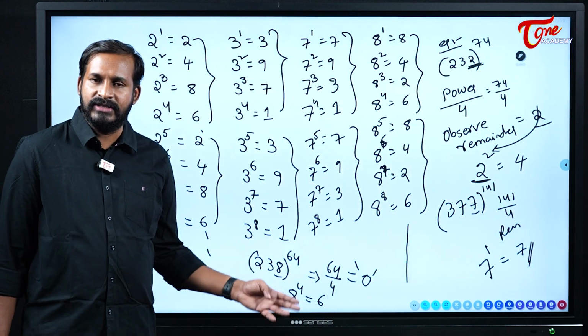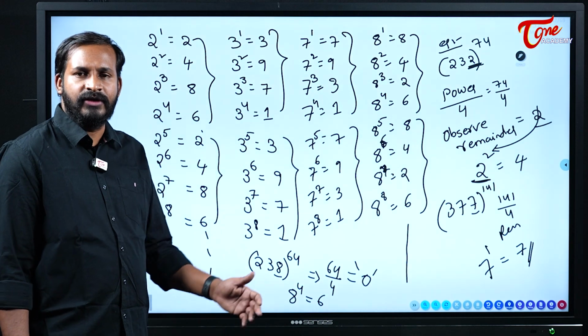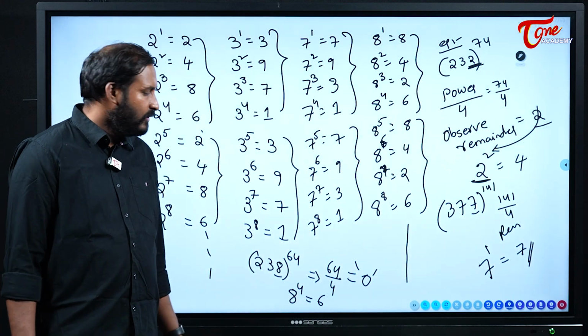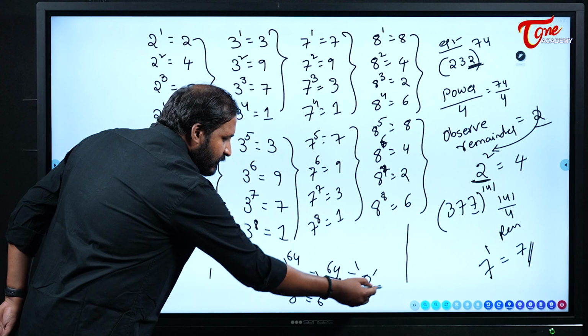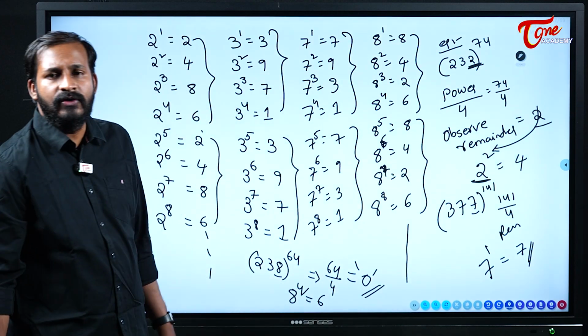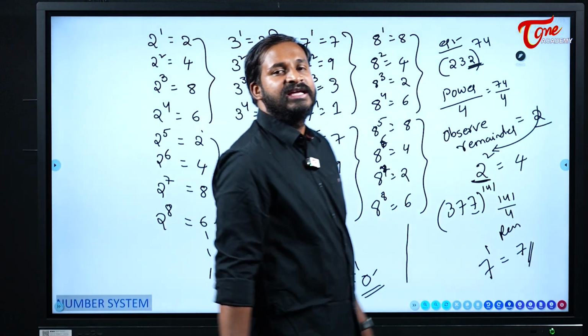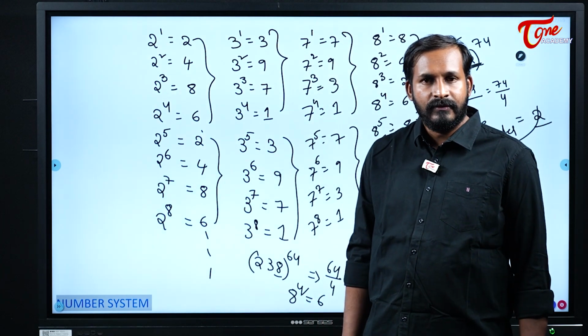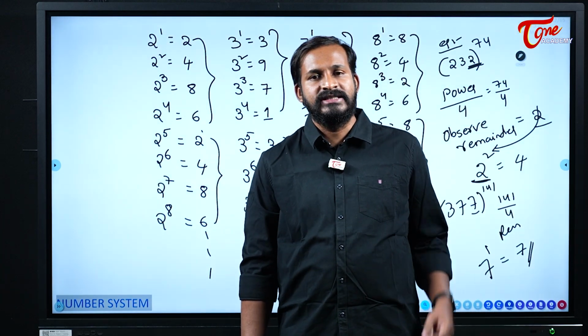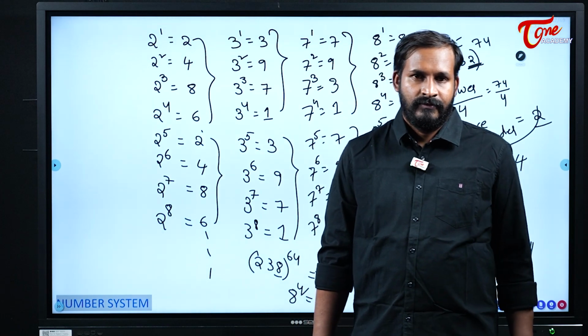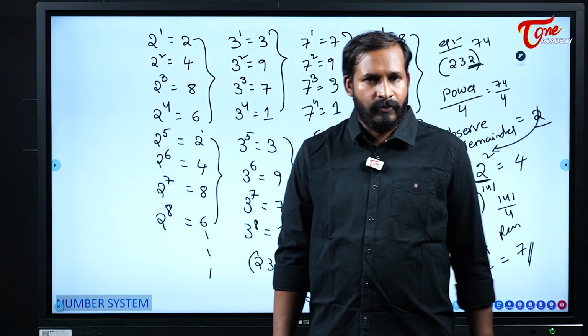Write 8 four times and simply check the unit digit. 8 into 8 into 8 and check the unit digit. Why, sir, in case of remainder 0 are we taking 4? If you divide any number with 4, what is the highest remainder possible? The highest remainder possible is 3. So getting 4 is not at all possible.